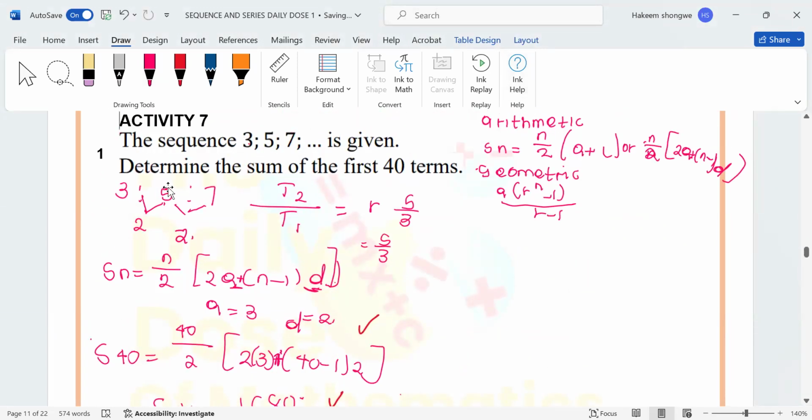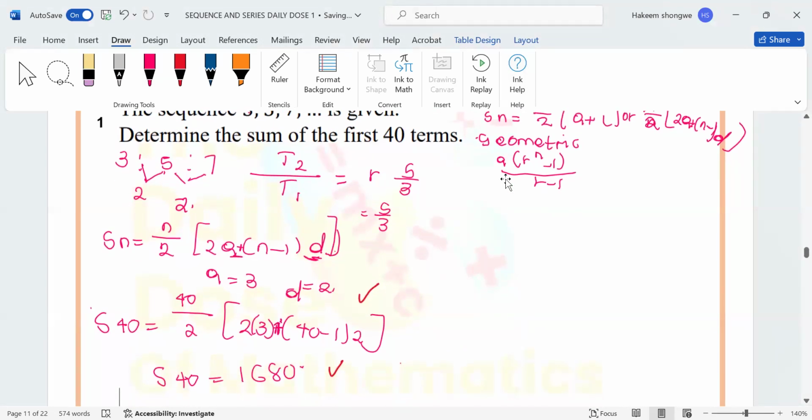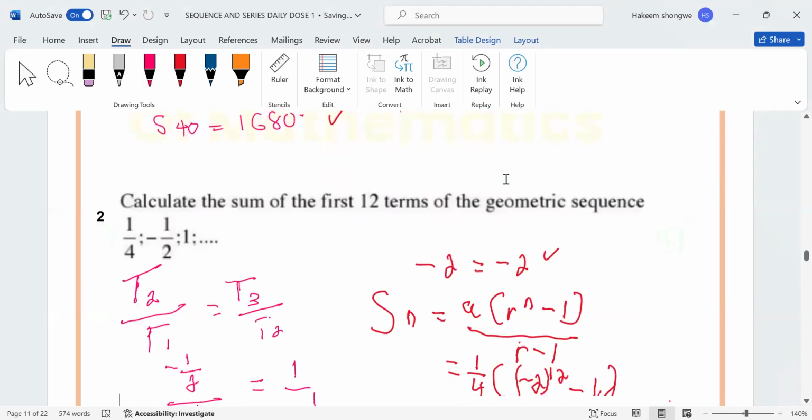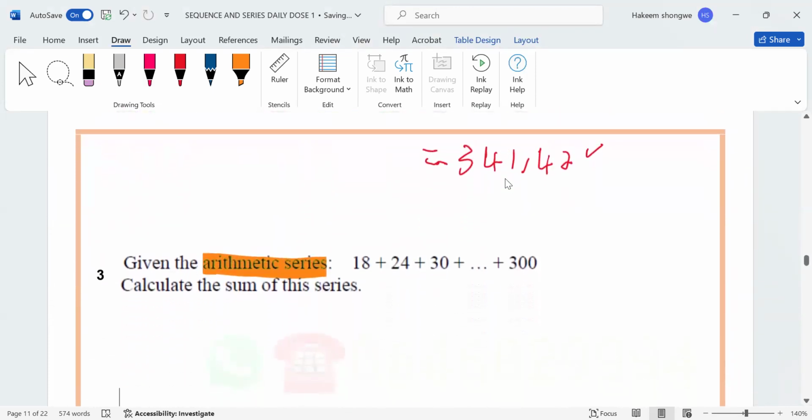Okay? And then they were specific: determine the sum of the first 40 terms, like calculate up until you get to sum number 40. With this one, it has a start, it also has an end. We know what the first term is. We also know what the last term is. Now, this one here, it's Tn, our last term. Tn is also known as the last term.